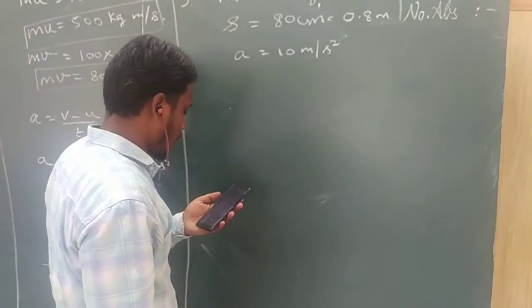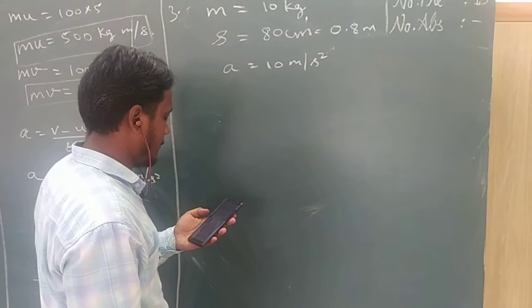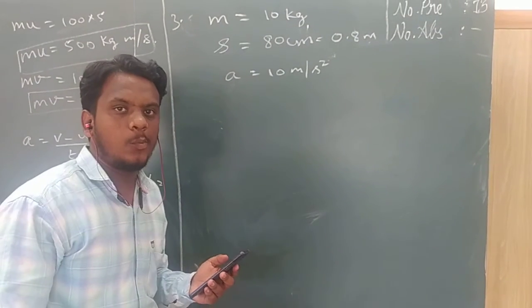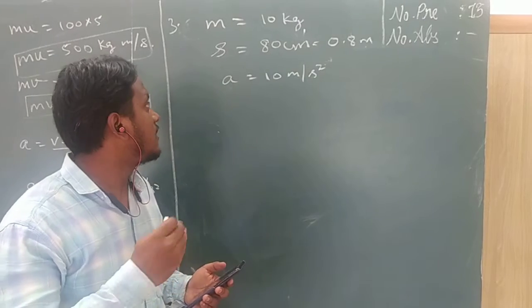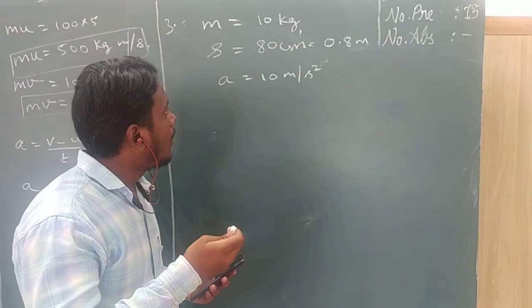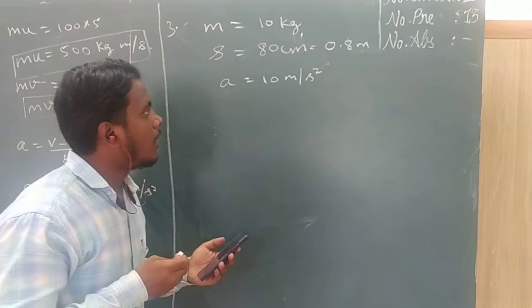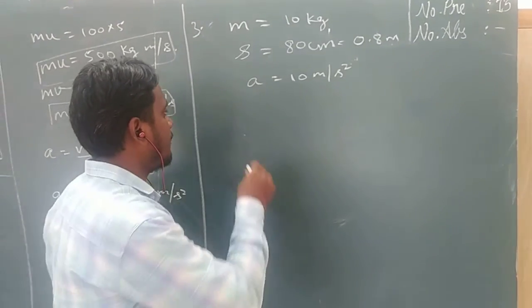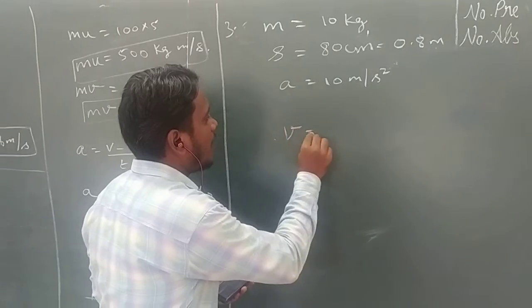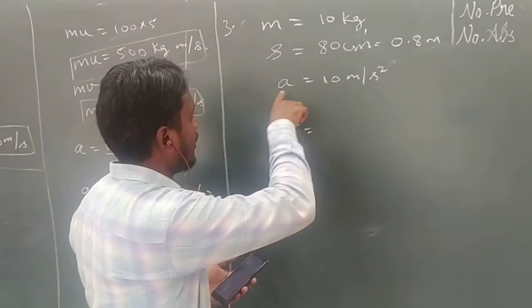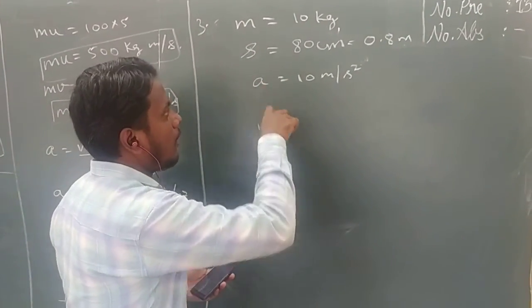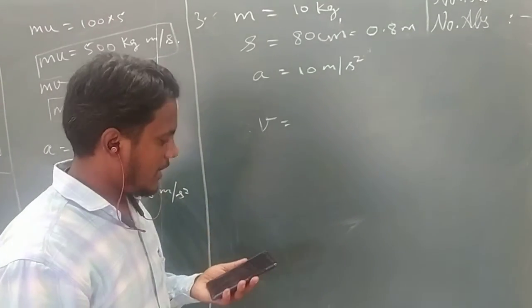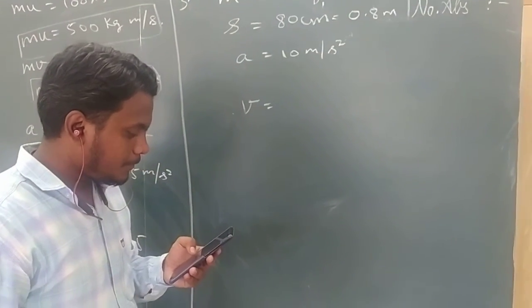They have asked us momentum. What is the formula for momentum? Mass into velocity, right? Product of mass and velocity is called as momentum. Now we don't have velocity, so we need to find velocity first of all. But for finding velocity, what do we need? We need another one thing, which is given in the question itself.